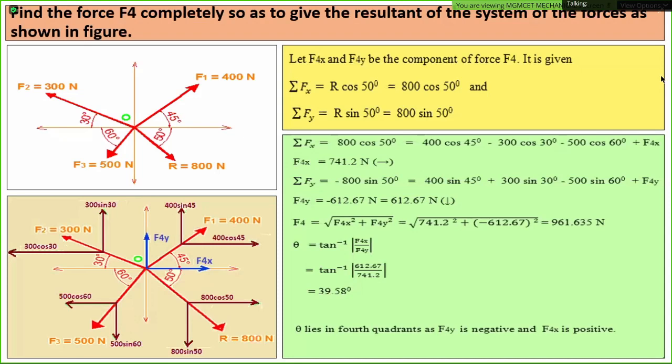Because f4x value you are getting as positive, it is acting towards right, and f4y value you are getting negative as it is acting in the downward direction. Definitely fourth force जो है मेरा fourth quadrant में होना चाहिए.